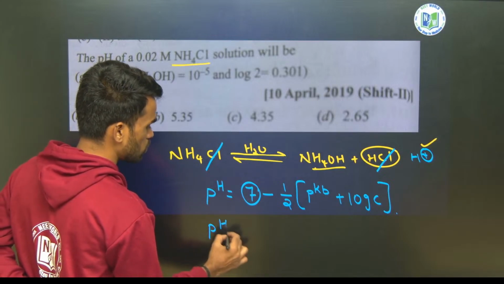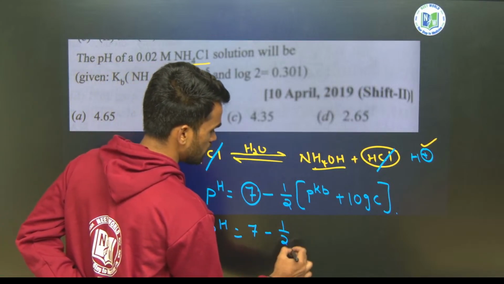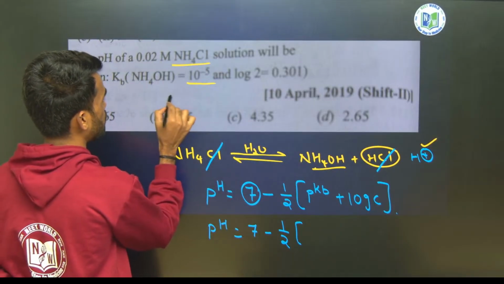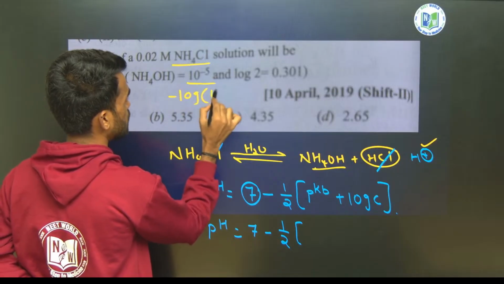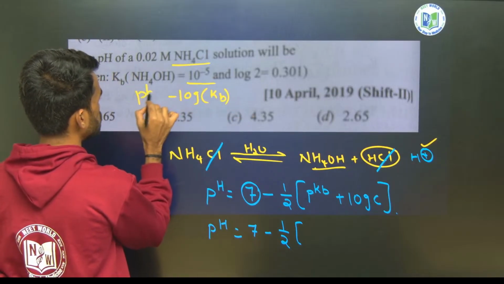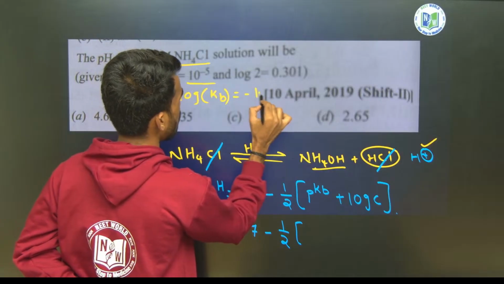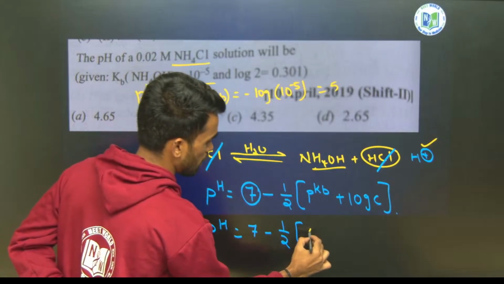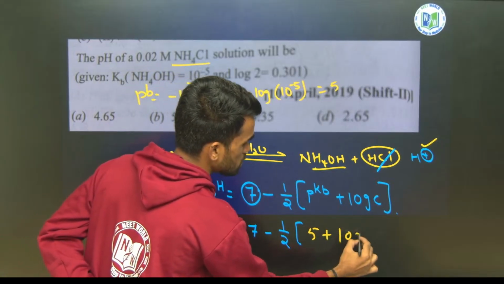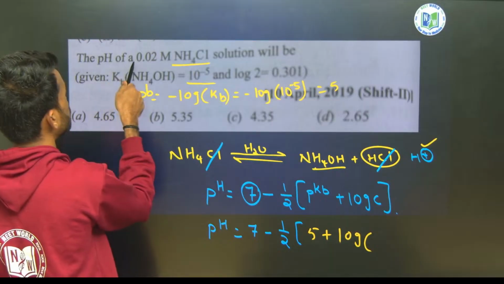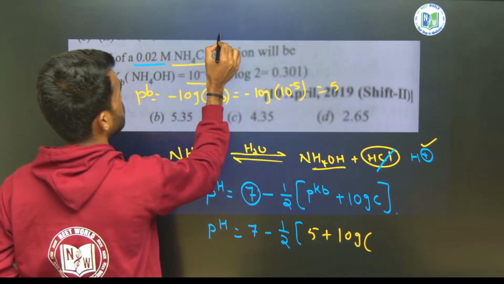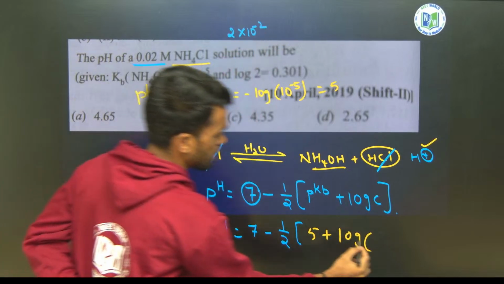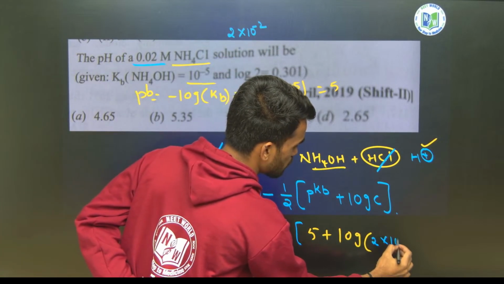So pH will be equal to 7 minus half into pKb plus log C. See, Kb value is given as 10 power minus 5. If you apply minus log of this Kb, which is nothing but pKb, so this will be minus log 10 power minus 5, so this will be 5. So pKb is 5 here, plus log C. So log C is how much? The concentration of this solution is given as 0.02, I am writing 2 into 10 power minus 2, right?